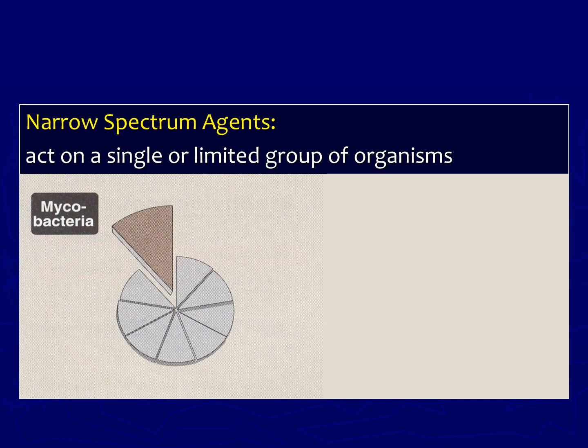Narrow spectrum agents act on a single or limited group of organisms. For example, against the mycobacteria, isoniazid, as an antitubercular drug, acts only against tuberculosis. No other effect we have seen anywhere.